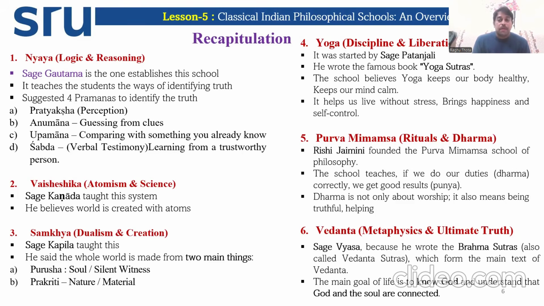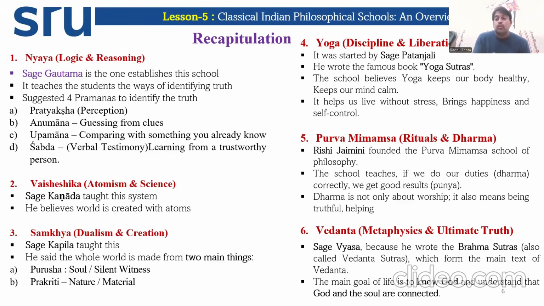So what does it mean by pramāṇas? The pramāṇas are the different ways to identify the truth if there is a crime. So what is the first pramāṇa? Pratyakṣa. You come to a conclusion, what is the truth? That is through Pratyakṣa, that means perception.